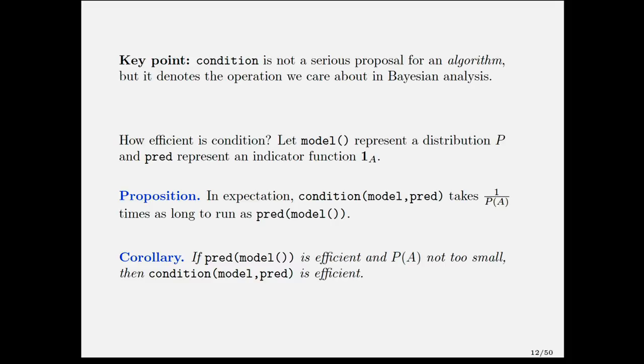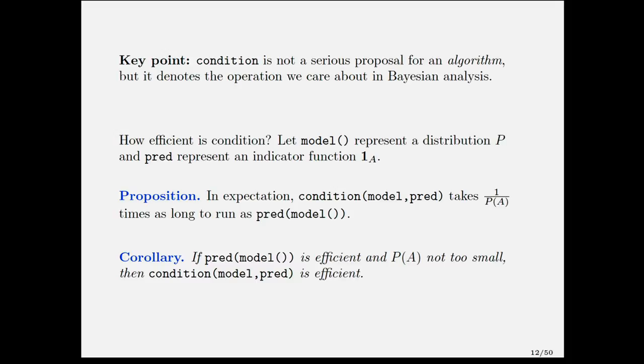And so if the predicate model is efficient, if this term is efficient to run in some sense, I'll talk a little bit later about notions of efficiency of random samplers. You know, it's not going to be polynomial time in the strict sense. And if the probability of the set A, so if the checker is checking against data, so this is something like the probability of the data, if the data is not too unlikely, then actually this will be an efficient representation.